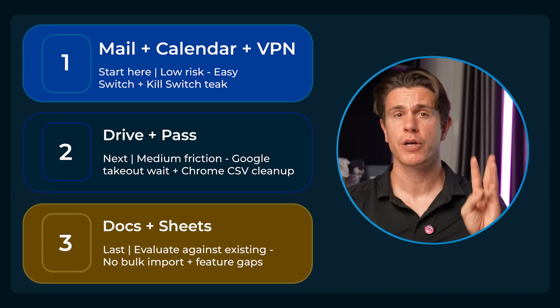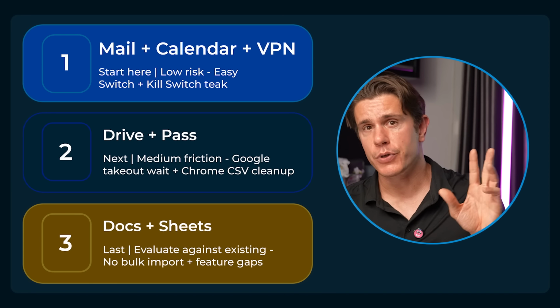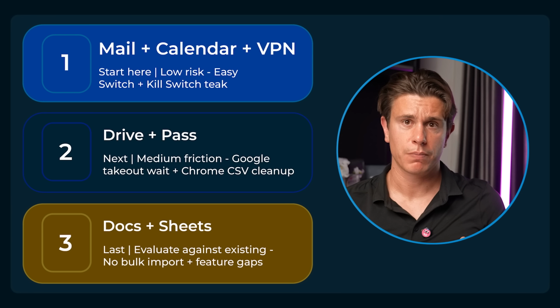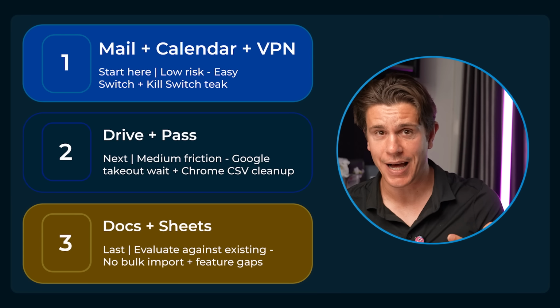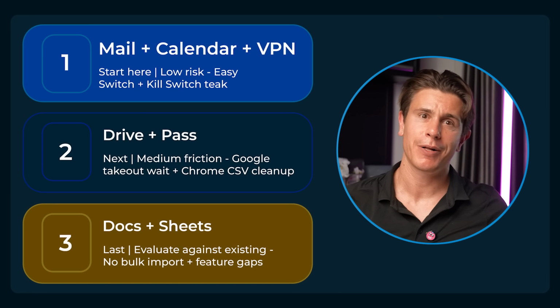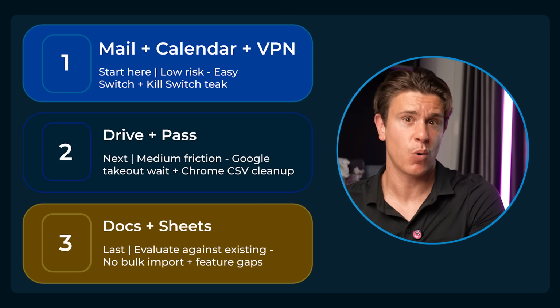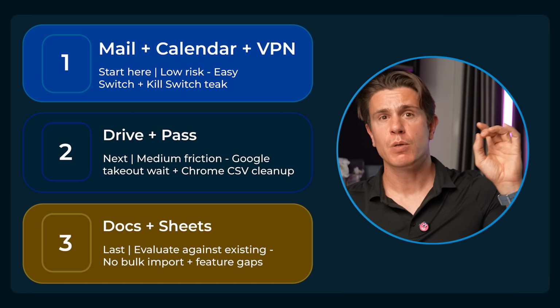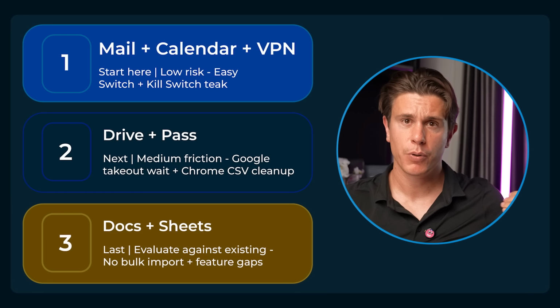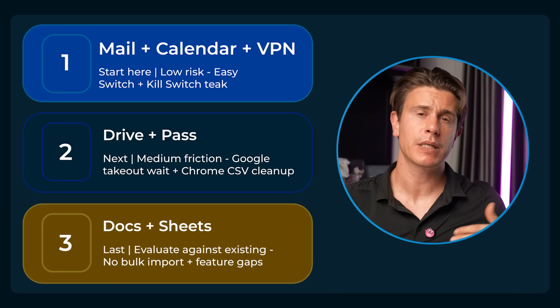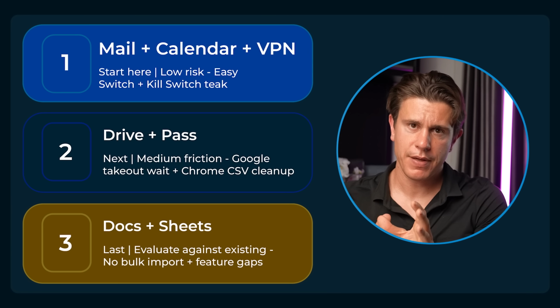And finally, there's stage 3, Docs and Sheets. Well, last for 2 reasons. There's no bulk import, so you're moving documents one at a time, and the advanced feature gaps mean some of your docs and spreadsheets should honestly stay on Google for now anyway, or in Microsoft Excel or whatever you're using. So move the simple stuff first. Run Proton and Google side by side for a bit and only cut over when nothing you depend on is actually missing. You don't have to remember any of this.